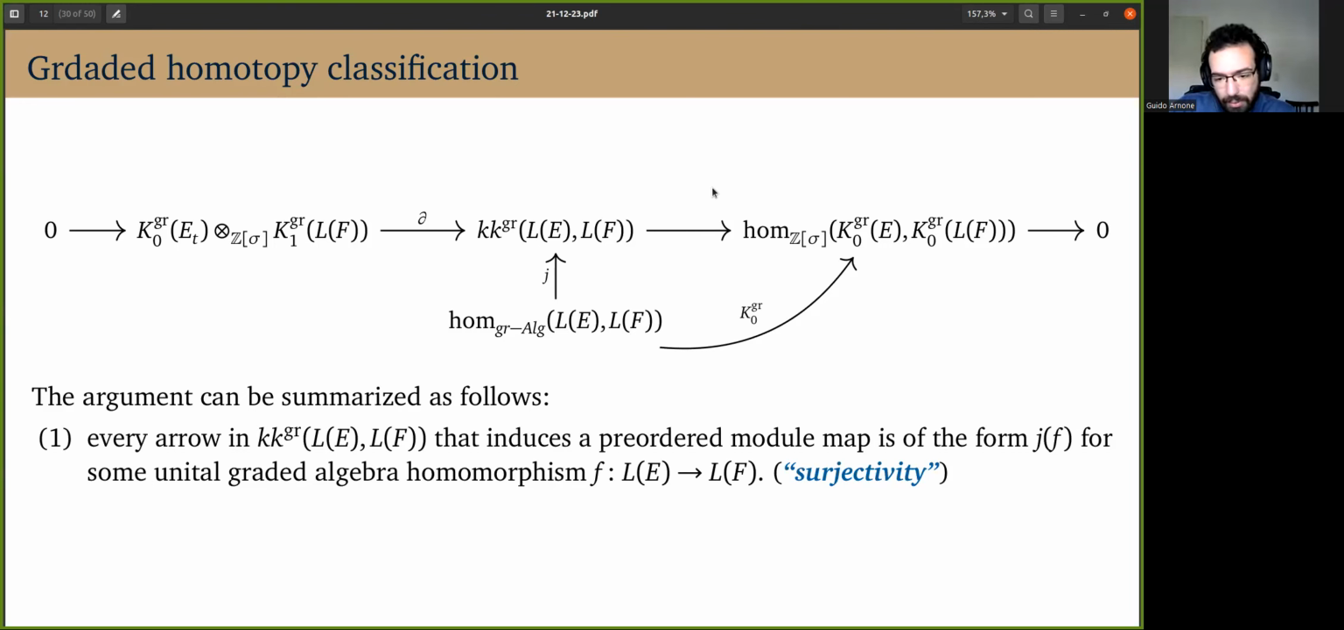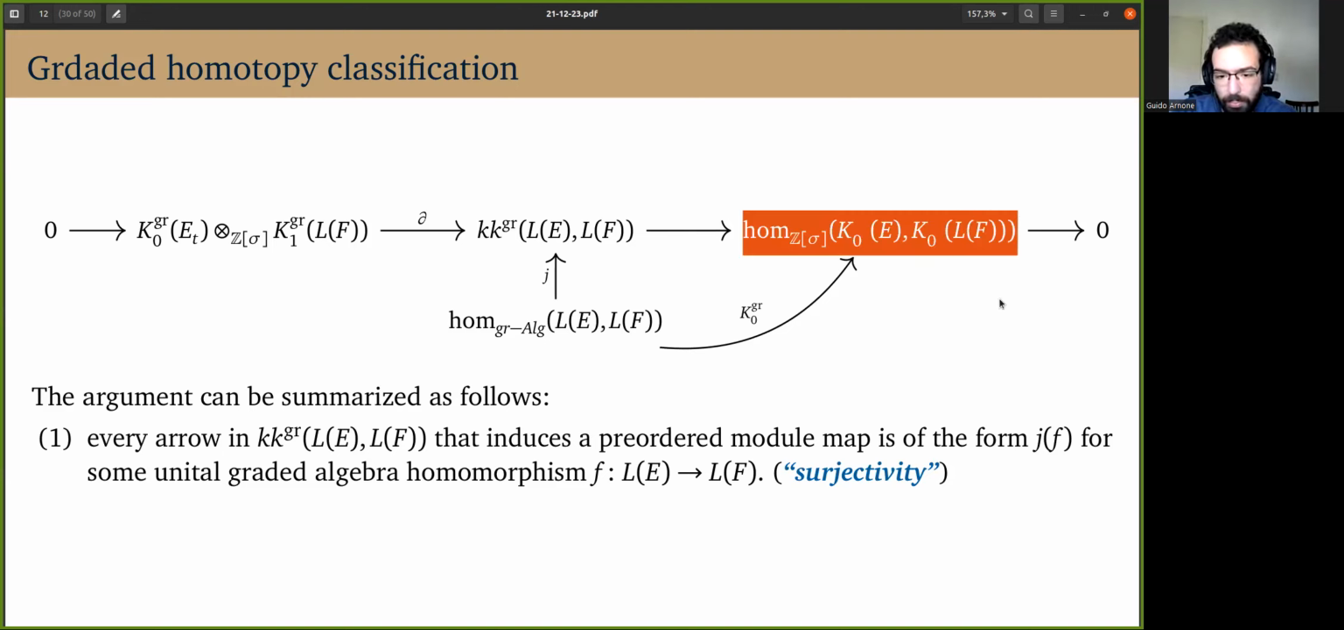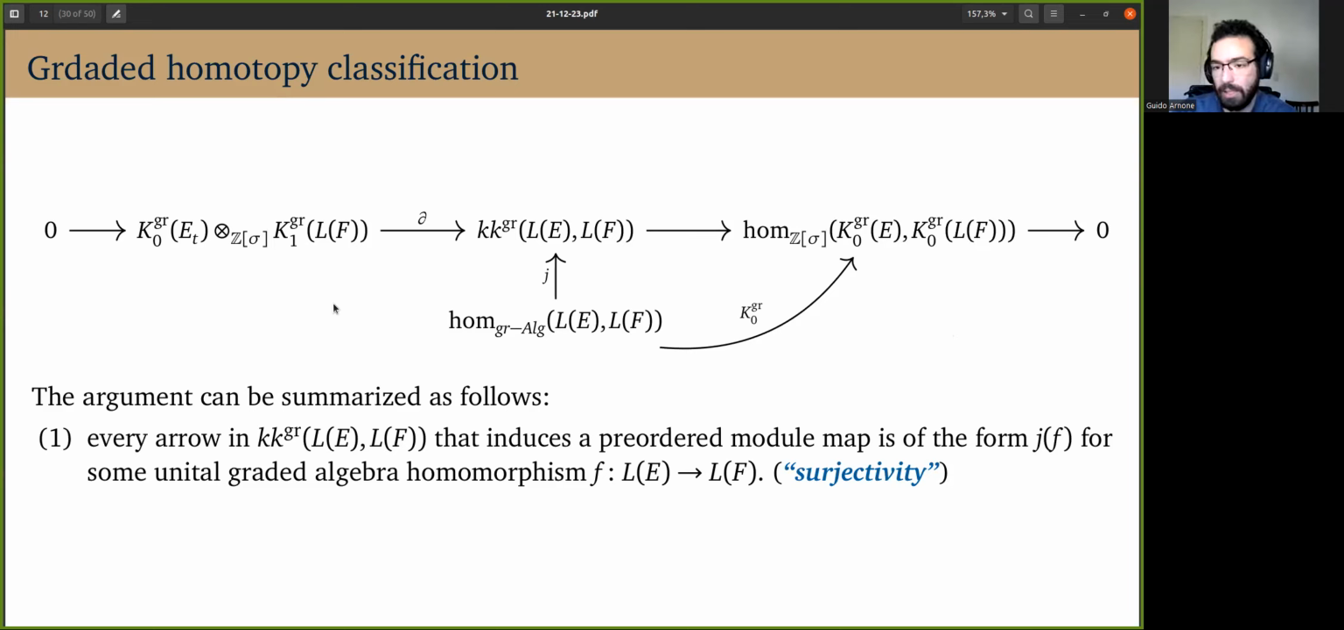First, if we have a map in KK, so something in the middle of this row, which when mapped to the right gives you an honest pre-order module map, so not any module map, not any abelian group map preserving the action, but also preserving the order and the distinguished elements, then this arrow in KK actually came from an algebra homomorphism. It was actually of the form J of F for some F. So this is some sort of surjectivity statement: for the arrows that we care about, which are the ones that induce pre-order module maps at the level of K theory, we have that they are of the form J of F for some F.